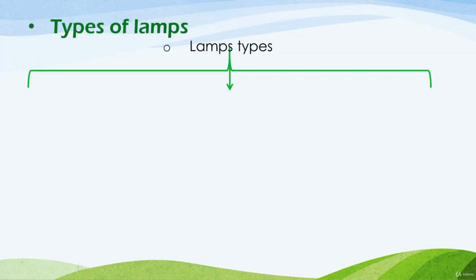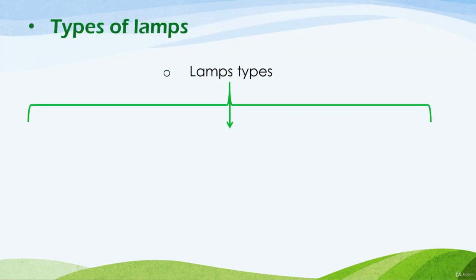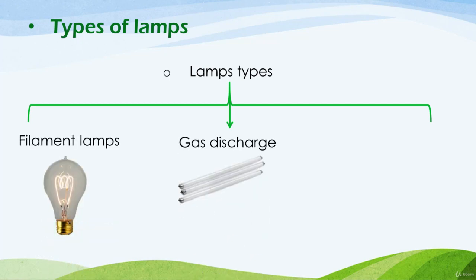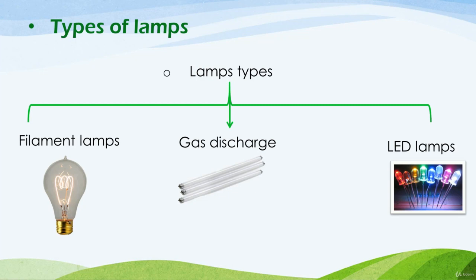First of all, we can categorize the different types of lamps into three main categories: the filament lamps, the gas discharge lamps, and the LED lamps. And this categorizing process is made according to the working principle of each type. That means the filament lamps have the same working principle, the gas discharge lamps have the same working principle also, and the LED lamps work with the same principle. So according to the method of operation, we have those three main categories. And for that, let's see what is the working principle of each of them.